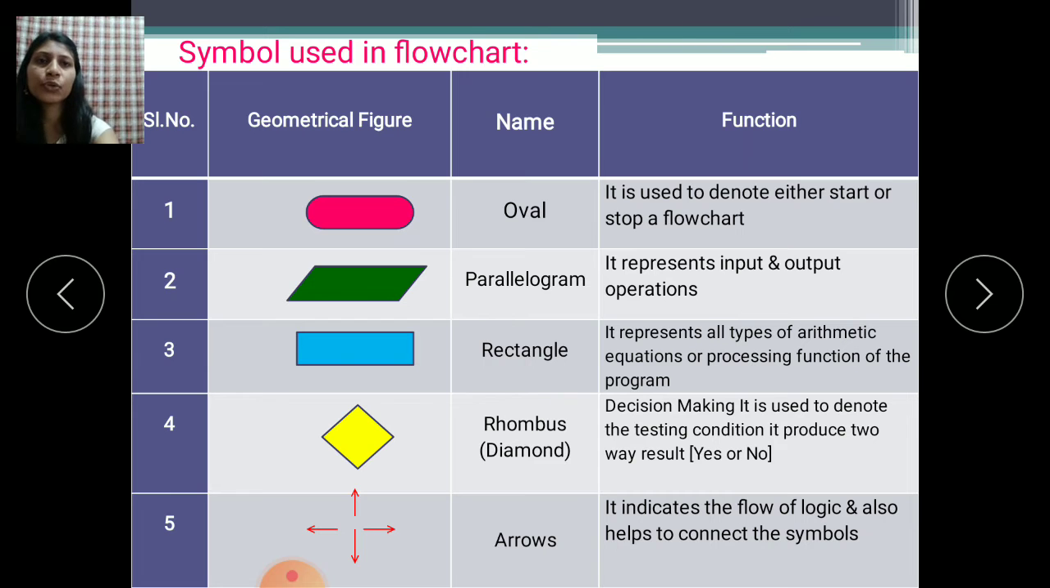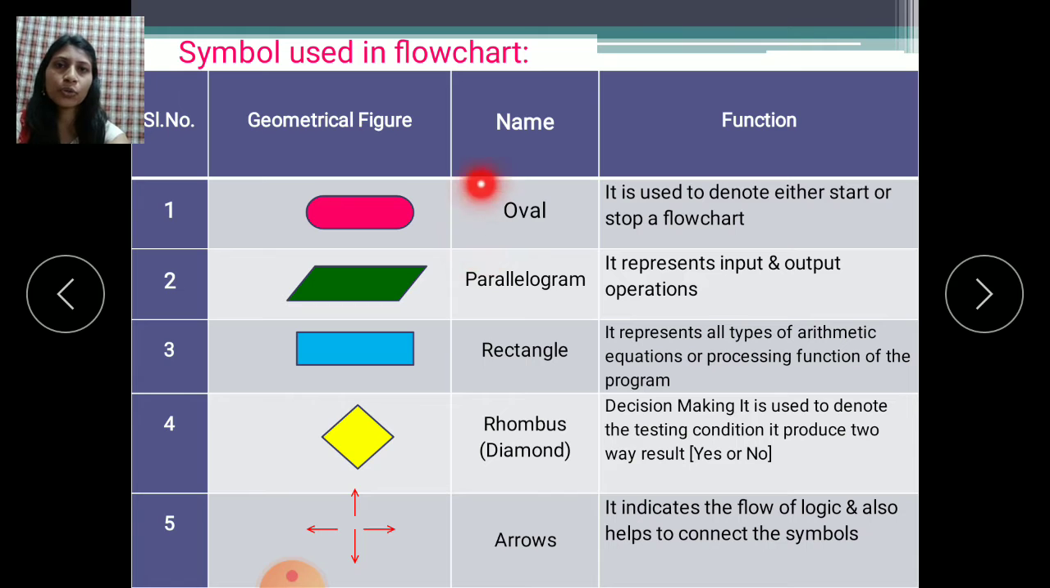Here, symbols used in flowchart. See, these all are symbols we use to draw the flowchart. If you want to draw any particular program's flowchart, we will use these symbols to draw the flowchart of the program. See here, these are geometrical figures. We are using geometrical figures here. Each figure has a specific name and function. For that functioning, we use that particular geometrical figure here.